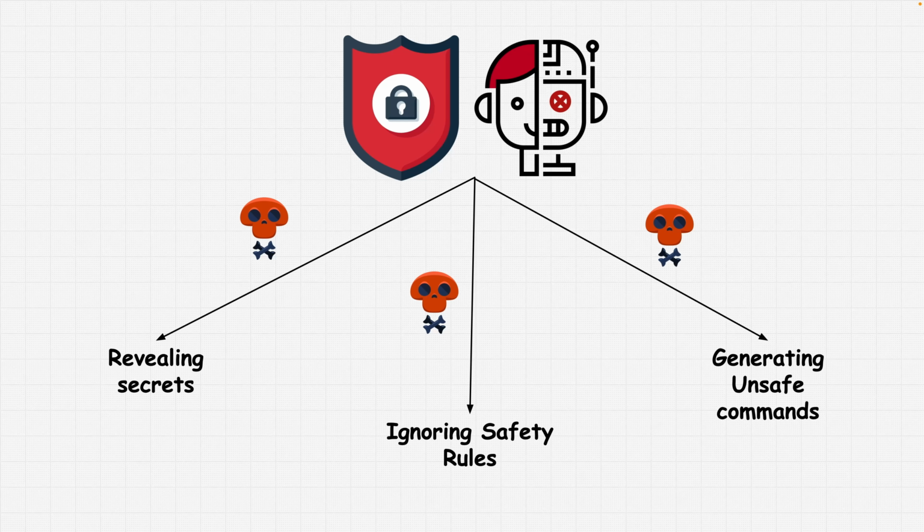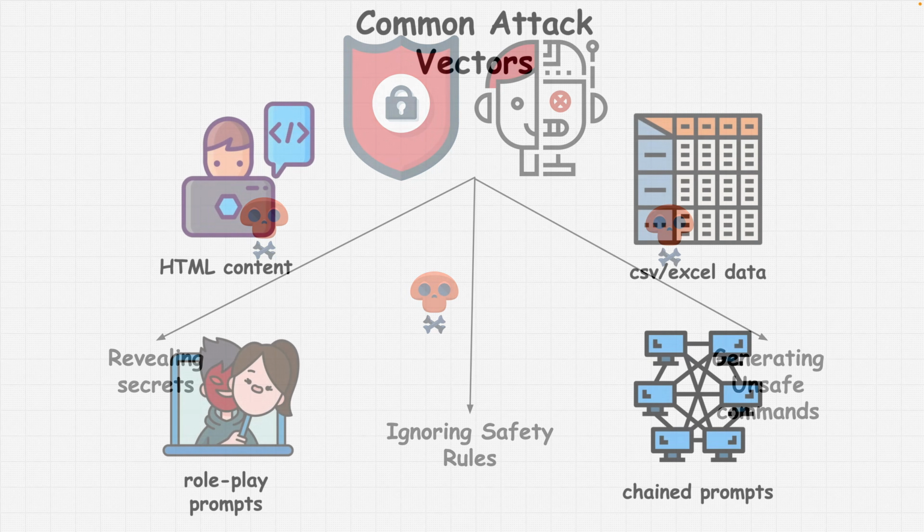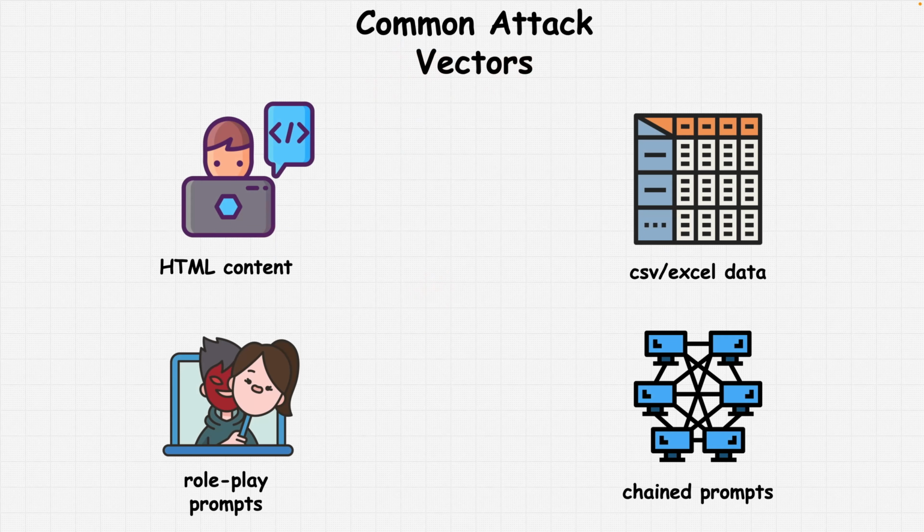Now, when it comes to prompt injections, there are common attack vectors. For example, HTML content is a common attack vector. The prompt injection can be hidden in comments or in metadata. Also CSV or Excel data: instructions could be embedded in cells inside of an Excel sheet.